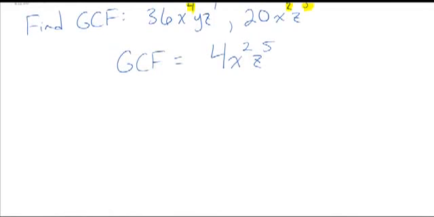Factor by grouping. If I give you 3mn plus 12n cubed minus m cubed minus 4m squared n squared. Alright, now yes, we've got two different variables here, but that doesn't mean we have to lose our brain and forget how to factor by grouping.